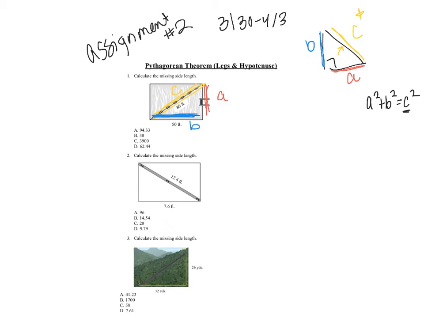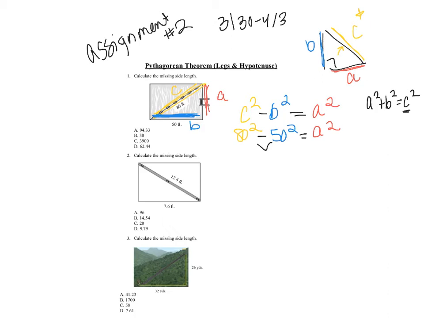So what we're going to do is, since we know that biggest side, we're going to subtract. So I'm going to take C squared minus the leg that I do know, which happens to be B squared, equals A squared. Okay, so that's going to be 80 squared, because 80 is just the side length. I haven't squared it yet. Minus 50 squared equals A squared.